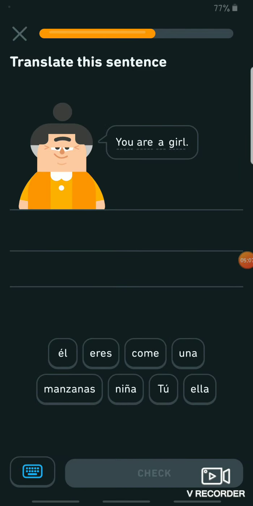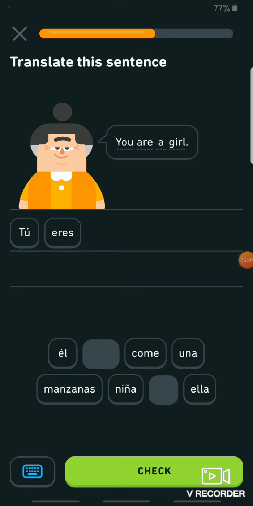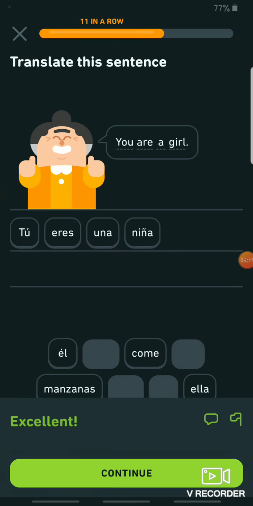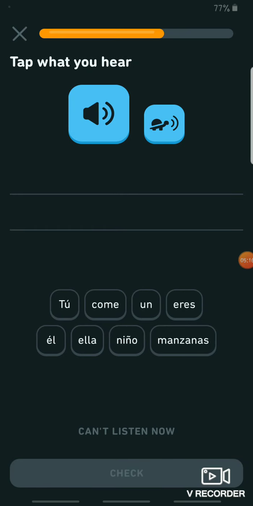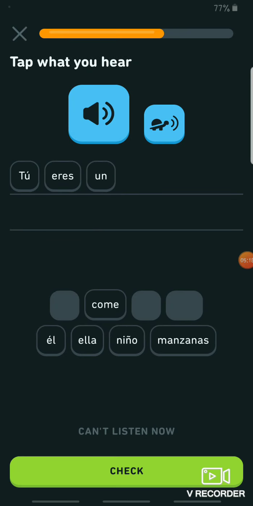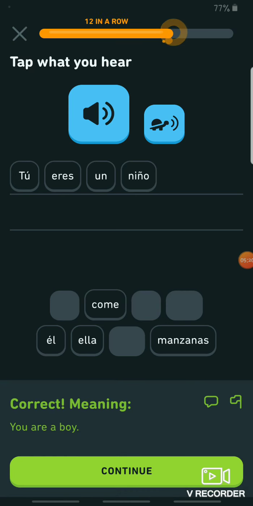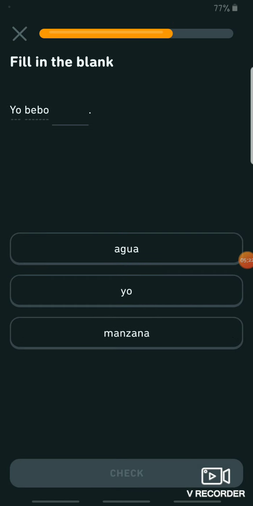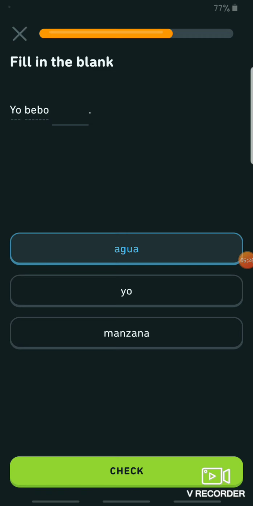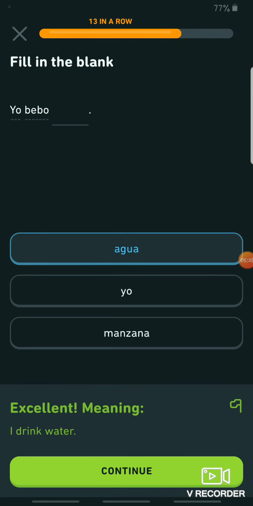You are a girl. Tú eres una niña. Sí. Tú eres un niño. You are a boy. You are a boy, then. Yo bebo agua. Agua. I drink water.